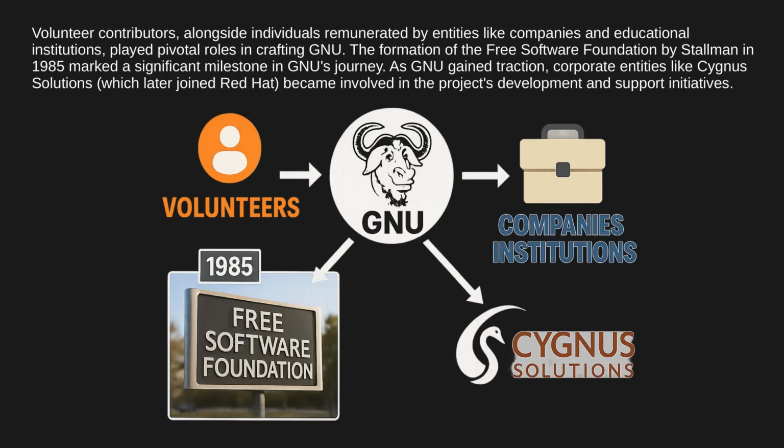Volunteer contributors, alongside individuals remunerated by entities like companies and educational institutions, played pivotal roles in crafting GNU. The formation of the Free Software Foundation by Stallman in 1985 marked a significant milestone in GNU's journey. As GNU gained traction, corporate entities like Cygnus Solutions, which later joined Red Hat, became involved in the project's development and support initiatives.